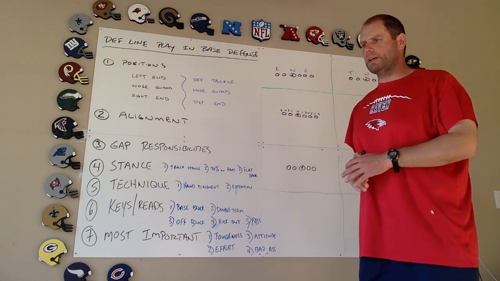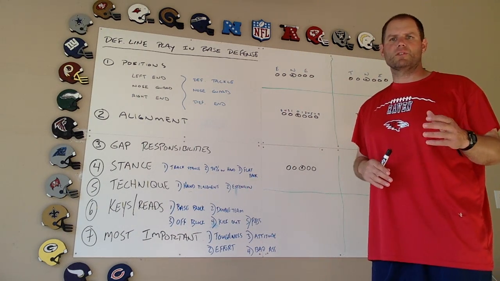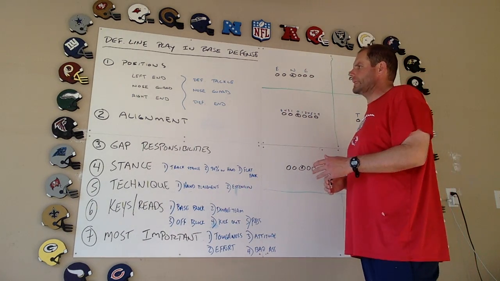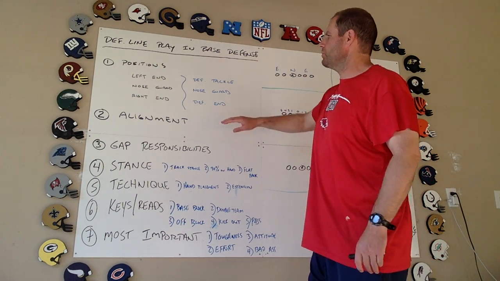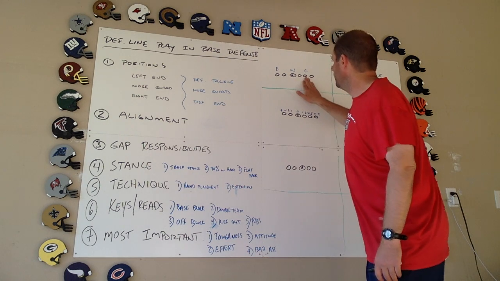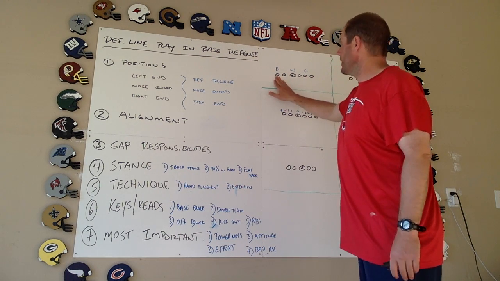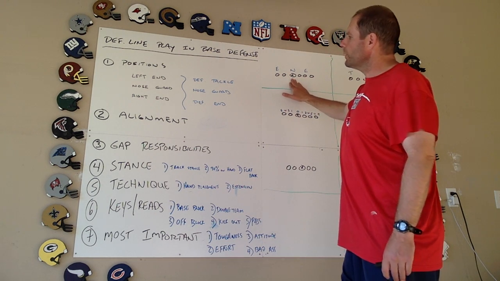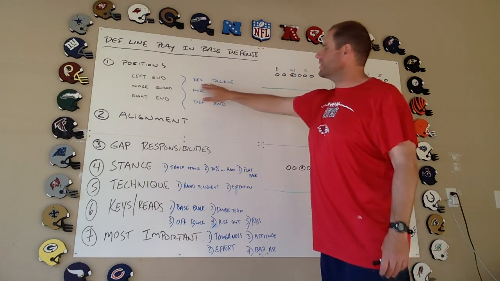Just like a left and a right safety, or a left and a right outside linebacker, a left and a right inside linebacker. So we do that. We do that quite a bit, where we just have a left end and a right end, okay? And then obviously a nose guard in the middle. But we can also change it up and just have a defensive tackle.